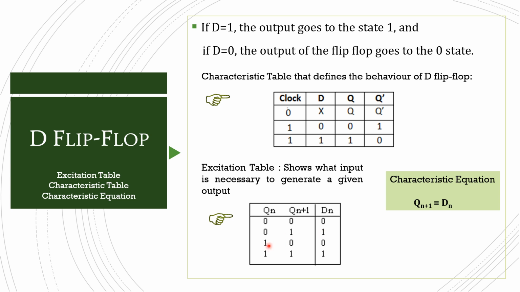Previously if it is in 1 and the next state should be 0, then the D value should be 0. If previously it is in the 1 state and the next state should also be in the 1 state, then the D value should be 1. That is Qn plus 1 is equal to Dn. That is the characteristic equation of this D flip-flop.